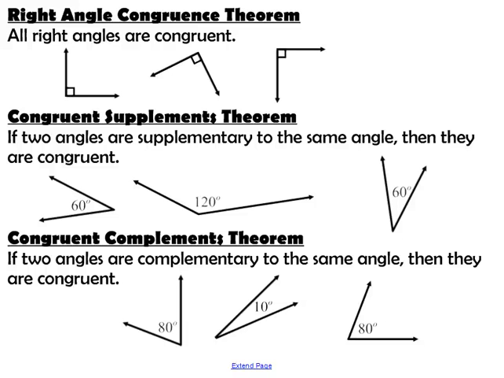Next, we're just going to talk about 3 theorems. The first is the right angle congruence theorem. That says that all right angles are congruent. And we should know this because all right angles are 90 degrees.